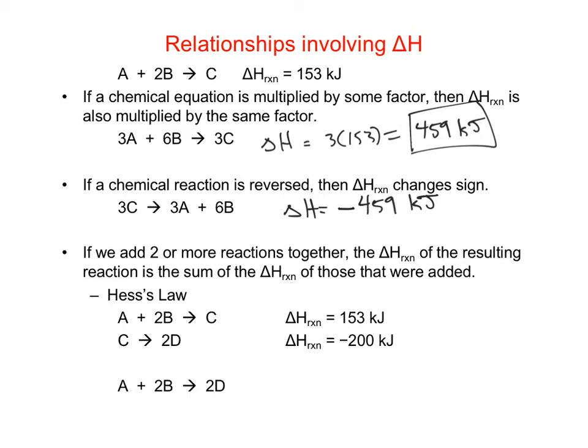All right, and we already saw in the last example that when I add reactions together, I add their enthalpies. So when I add these reactions, the C's would cancel, and so I end up with A plus 2B on the reactants, 2D on the products, and so to get my new delta H, I would just add the delta H's of the individual reactions. So I'd have 153 plus a negative, that is minus 200, and so I would have negative 47 kilojoules for that new reaction. All right, so what we'll do for the rest of the video is look at some examples of applying this to other chemical reactions.